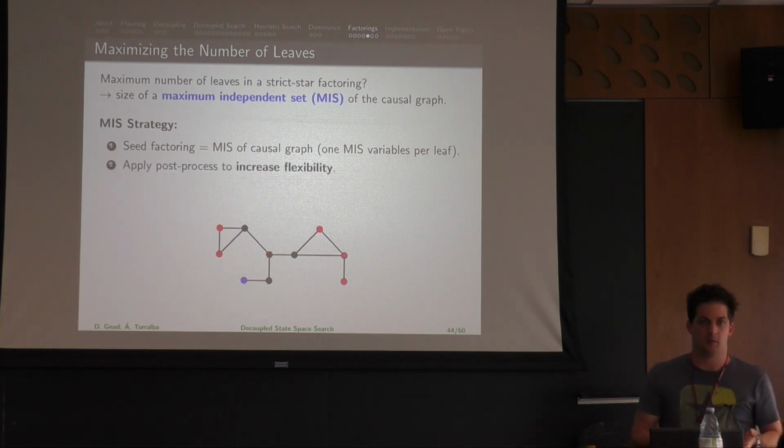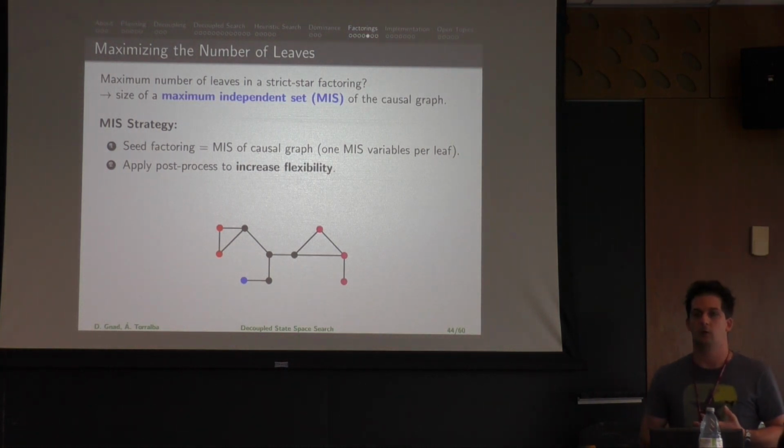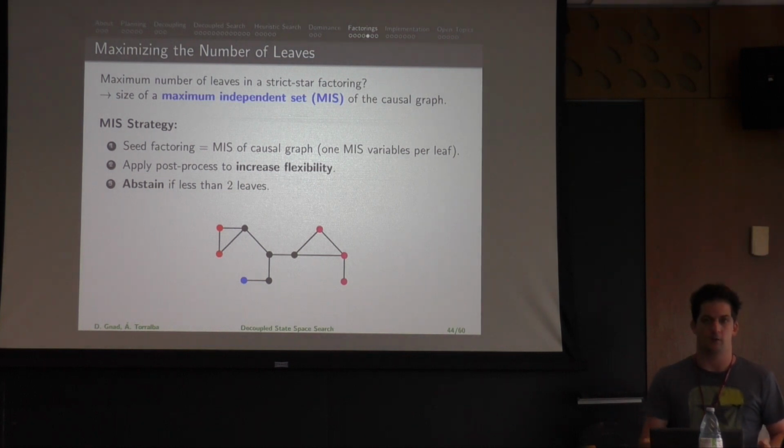So we have devised this maximum independent set strategy, which, if you're interested in that, there will be a talk tomorrow in the HSDIP workshop where I'm going to explain this in more detail. Basically, given a maximum independent set, we apply some post-processing to really capture this structure of the problem, or we try to do that. And if we have less than two leaves, we just stop and run standard search instead. Otherwise, we use this factoring and do decoupled search.